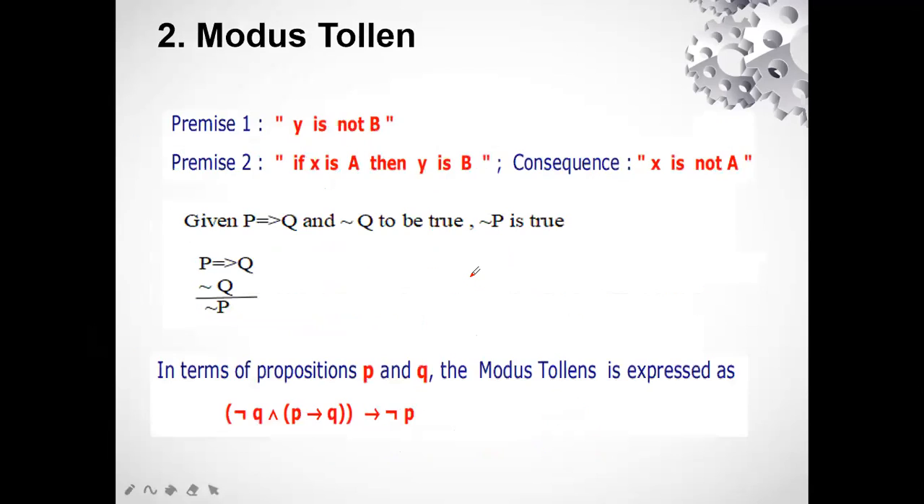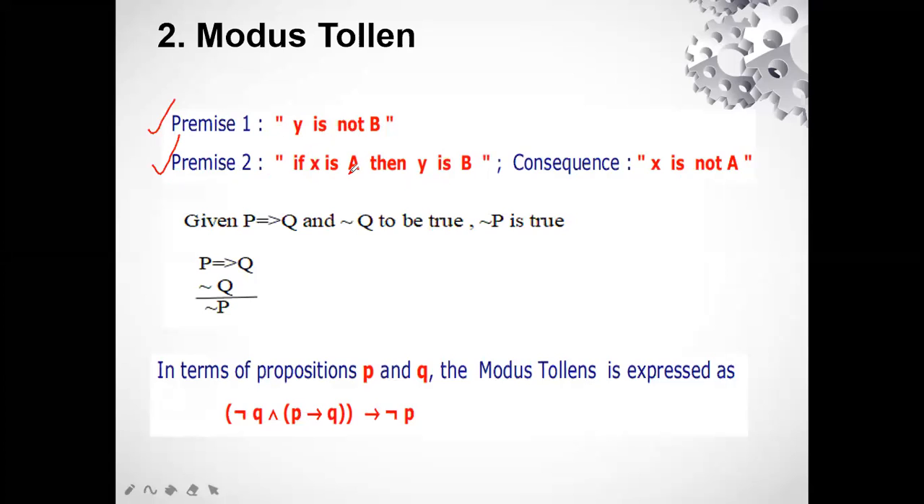Now moving further to the second one, which is termed modus tollens. What is modus tollens? The concept is the same. The only difference is that we have negation here, that means NOT is working. Again we have two premises, also called facts and postulates. The first premise says y is not b. The second premise says if x is a, then y is b. The consequence is x is not a.